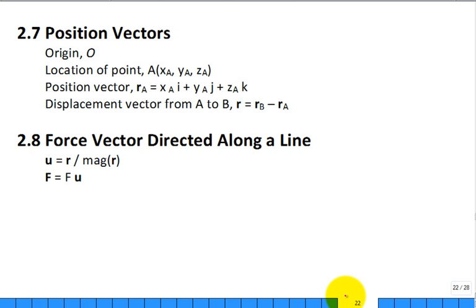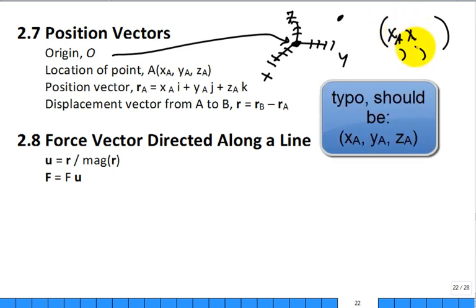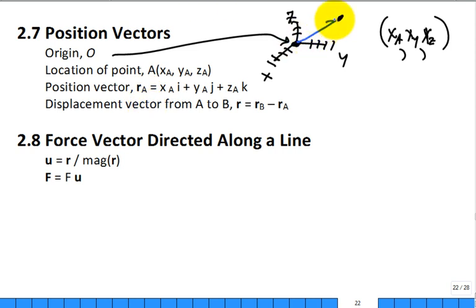Now we talk about position vectors. When we talk about a position vector, we're talking about a right-handed coordinate system, and we have what they call the origin of that coordinate system, and we march out in the x, march out in the y, march out in the z, and out here is a point. And our location of the point, the book uses this notation in parentheses, comma, comma. So we'll talk about x of a, y of a, and z of a. Pretty straightforward. Then you can talk about a position vector, which starts at the origin and goes to that location. You can express r sub a as x sub a i plus y sub a j, etc.